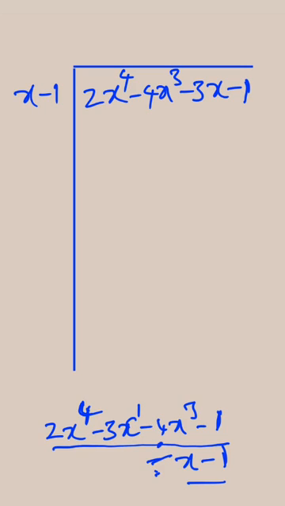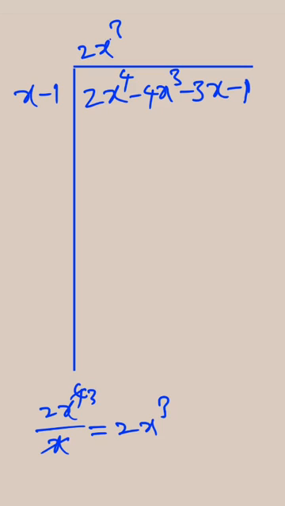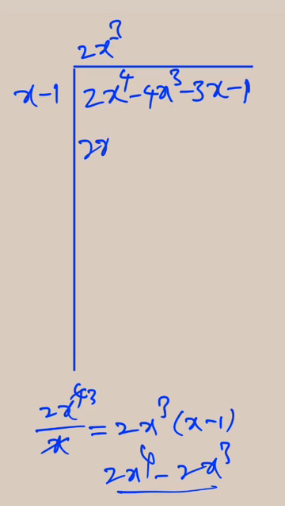Now we have to do the same procedure we followed for the first one. First step: 2x power 4 divided by x gives 2x cube. Write it here, 2x cube. Then with this 2x cube, multiply x minus 1, the divisor. If you multiply, we get 2x power 4 minus 2x cube. Write this expression here.